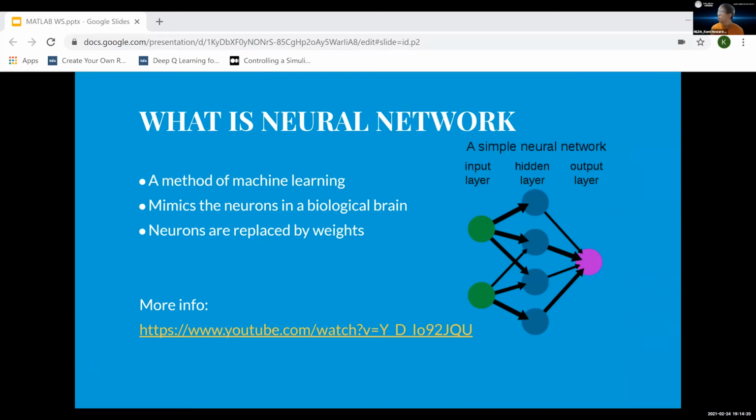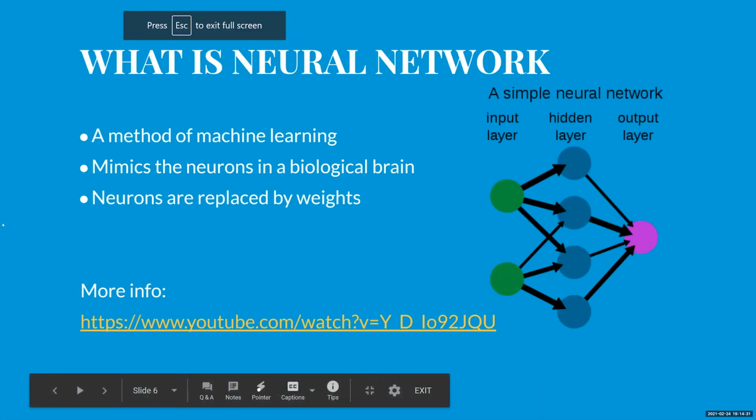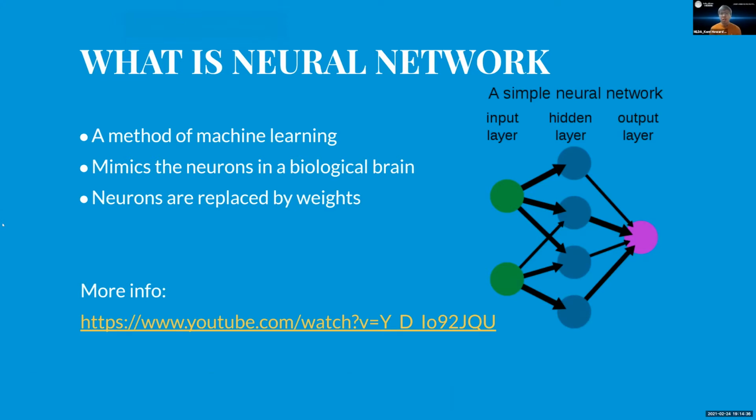So I explained to you a bit about Matlab just now. Now I want to explain what neural networks are. Neural networks is a method of machine learning that mimics the neurons in a biological brain. But since simulating an actual brain in a computer is very, very difficult, we tend to replace this with numbers, which are weights and biases.